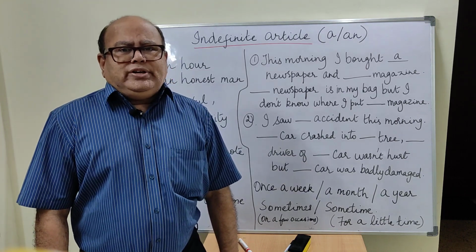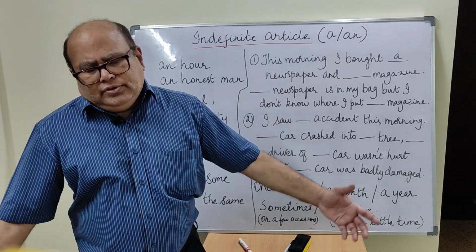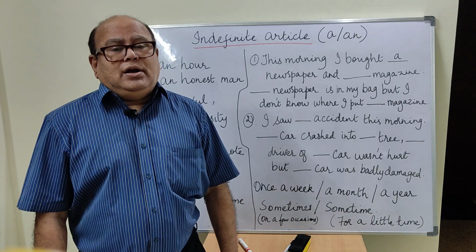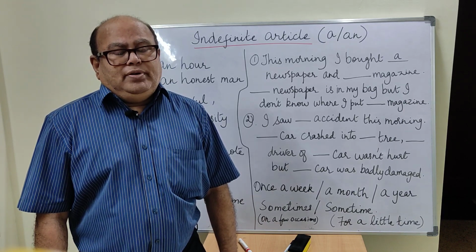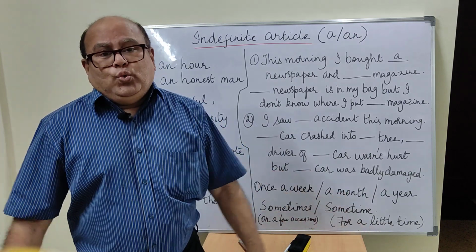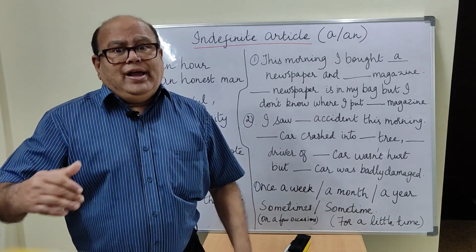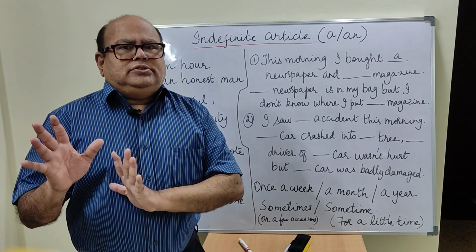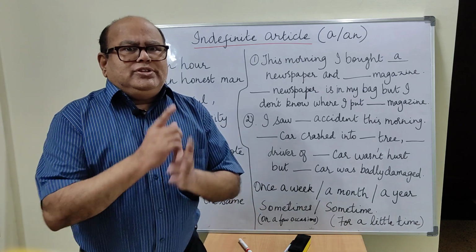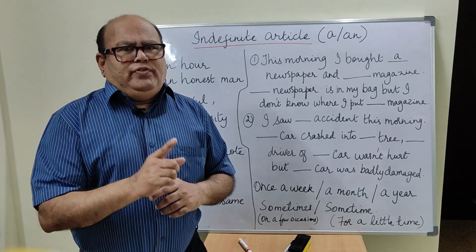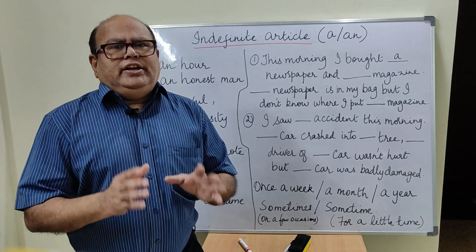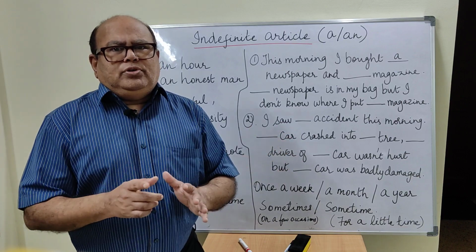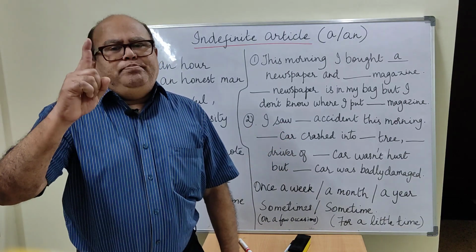The accountant and the clerk, two different people, have decamped with the money. Two different people have run away with the money. The accountant and clerk, no the here, both refer to the same person. So when you repeat the article, it refers to two different people. If you don't repeat, both refer to the same person.